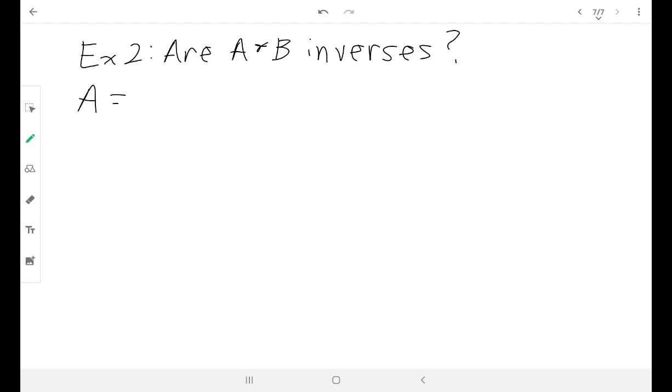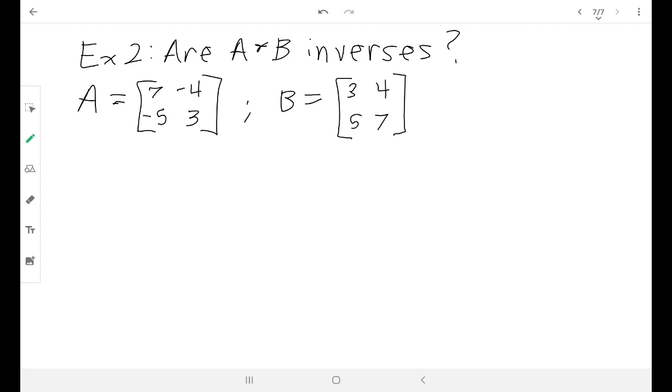And where matrix A is the matrix 7, -4, -5, 3, and matrix B is the matrix 3, 4, 5, and 7. So they would be inverses if and only if A times B is that matrix 1, 0, 0, 1. So that's what we're going to test.